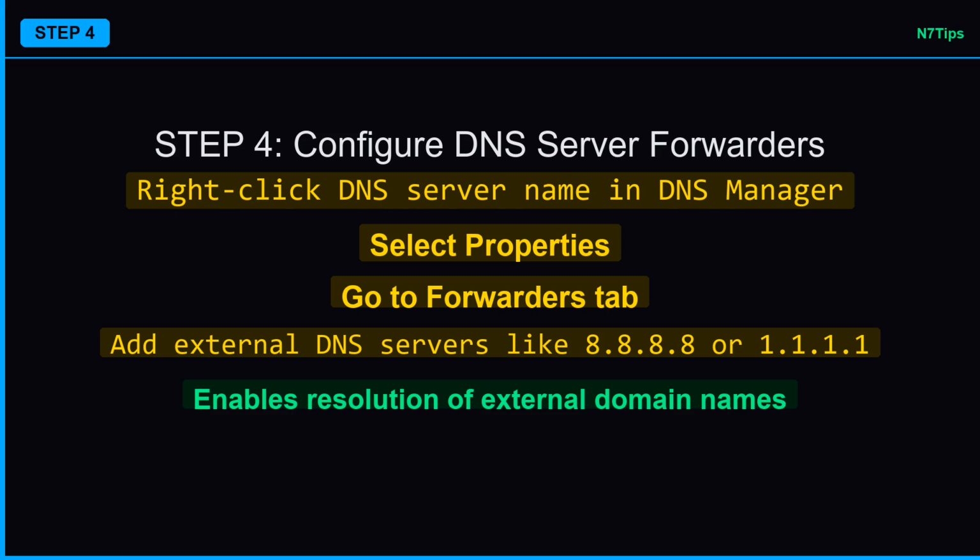Add public DNS servers like Google DNS or Cloudflare DNS. These are industry standard, reliable options. When a user inside your network tries to visit a website like google.com, your DNS server will forward that query to these external servers and return the result to the client. Without forwarders configured, queries for external domains would fail and your users couldn't browse the internet. This is especially important in enterprise environments where users need access to both internal resources and external websites.